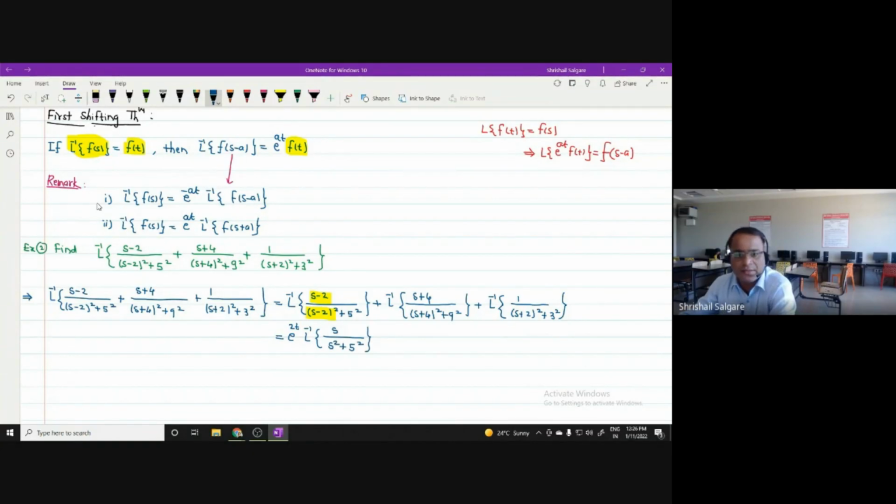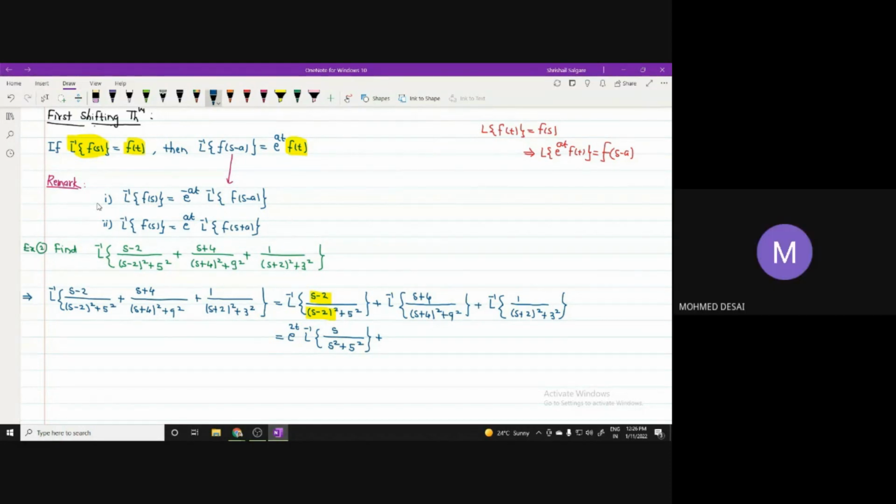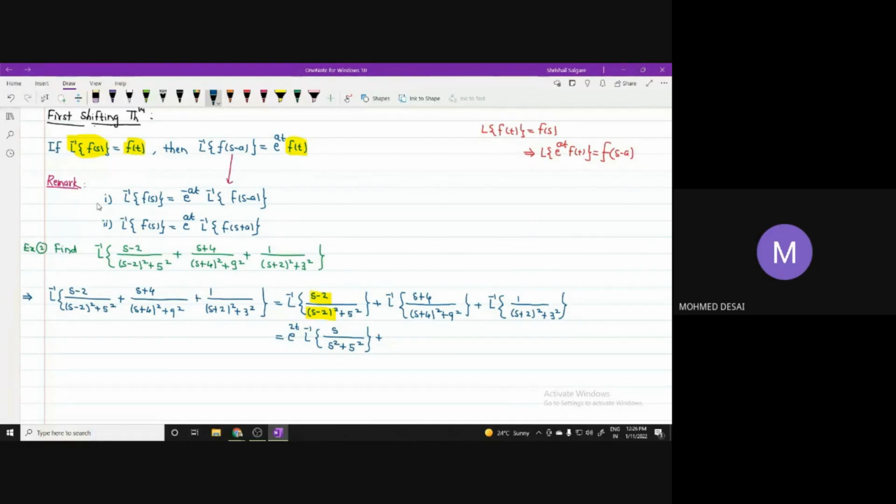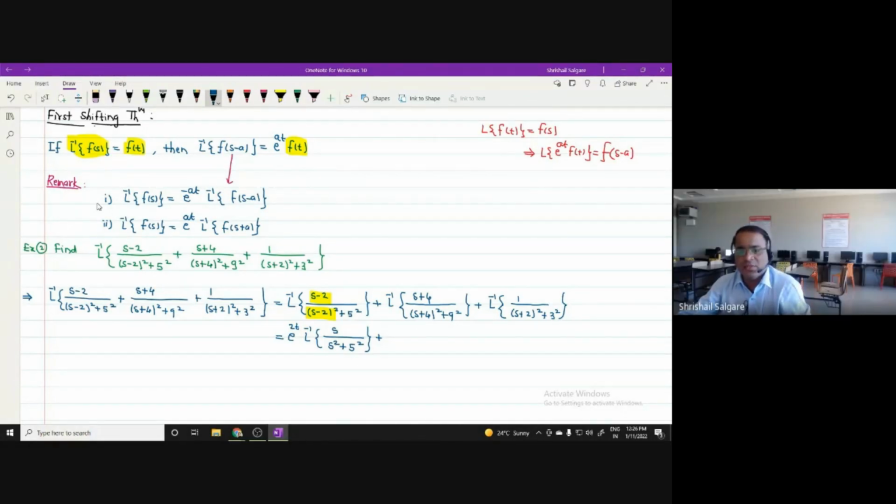Plus next, whose name I have not taken, Mohammad Desai. Can you tell the second term in the same manner by first shifting theorem? Mohammad, fast, quick. No sir. Means he is not attentive. Okay, next.